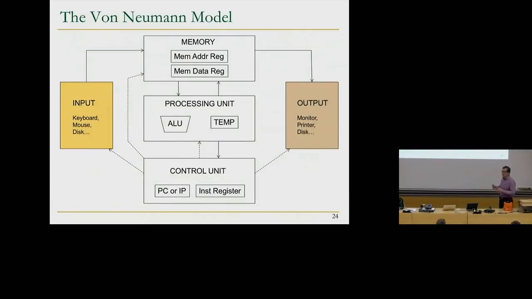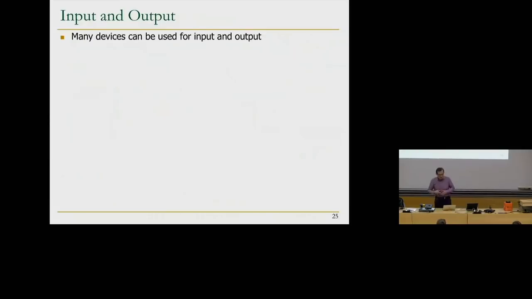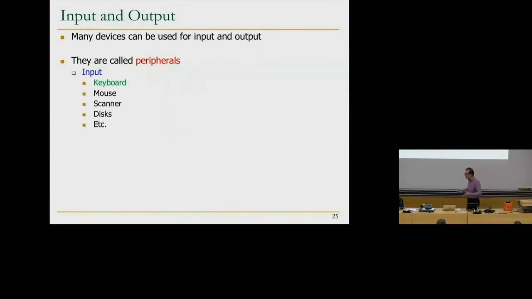Actually, in the remaining part of the course, we're going to focus a lot on the processing and control unit, and later, toward the end of the course, we're going to focus more on memory. But input and output, we're not going to cover a lot. But hopefully this is relatively simple. Basically, many devices can be used for input and output. They're also called peripherals, and you're using them every day.